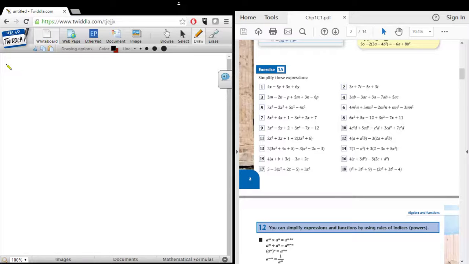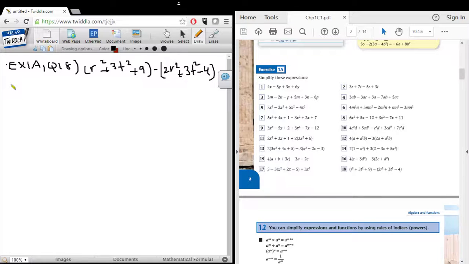We do apologize for any incoherent handwriting, but we'll try our best to make things clear for you. So, exercise 1A, question 18. Says we have in brackets r squared plus 3t squared plus 9 minus in brackets 2r squared plus 3t squared minus 4 in brackets. How do we solve this question? Well, first we need to open up the brackets and collect the terms.